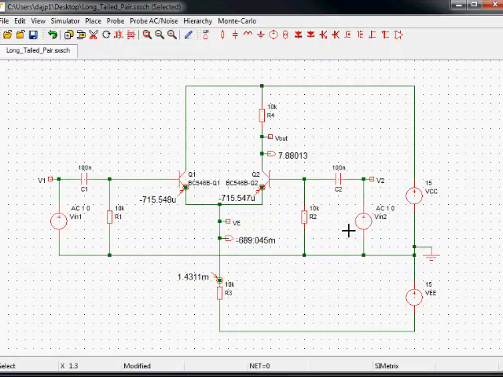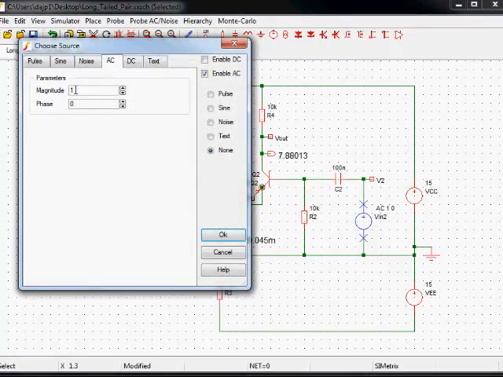As it's set up at the moment, it produces a common mode input. That is, the same signal is put into V1 and V2 because both of these voltage sources, V in 1 and V in 2, are set to produce an AC waveform with a magnitude of 1 and a phase of 0. If I wanted to put in a differential signal, then there's two ways to do it. I could either change the magnitude to -1, or I could change the phase to 180 degrees.